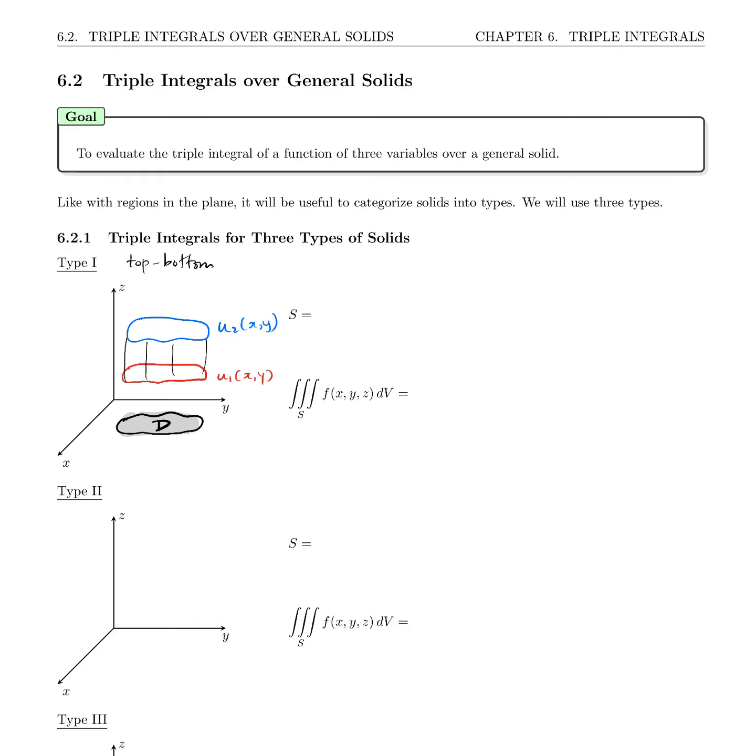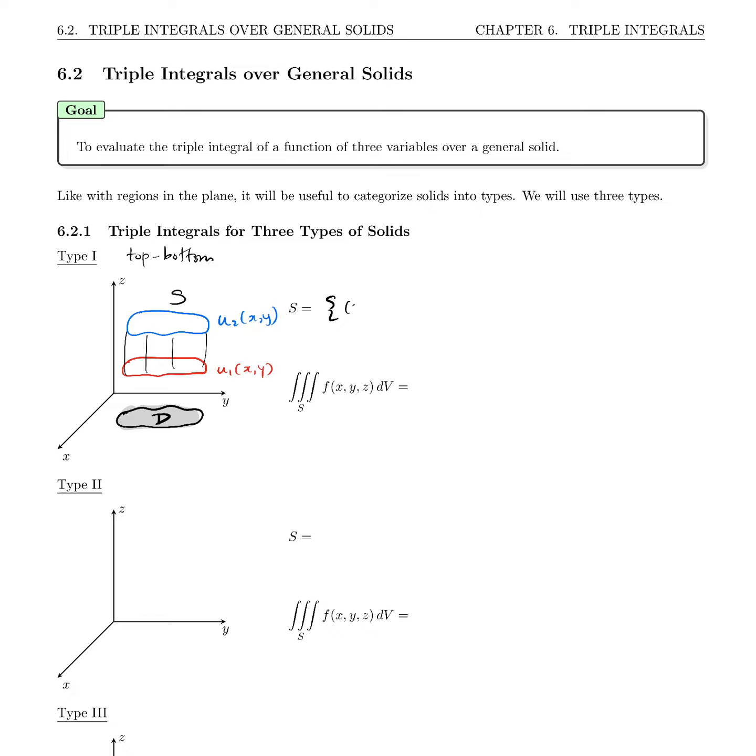So what we're saying here is that solid S, this is our solid S, is the set of all points x, y, z in R3 such that the x,y have to be in this shadow region D. So the x,y are in a region D of the plane, and for every x,y in there, the z is somewhere bounded between these two functions, so that u1 of x,y is less than or equal to z is less than or equal to u2 of x,y. So that describes the solid S.